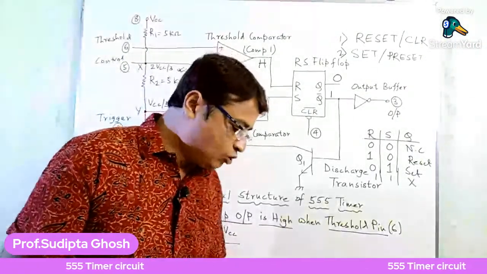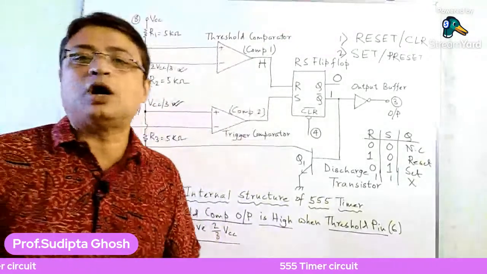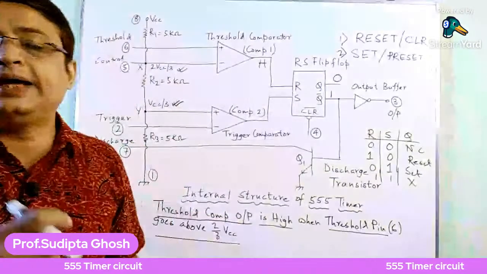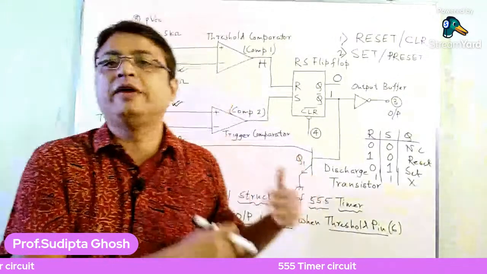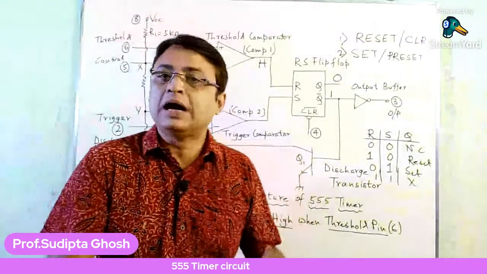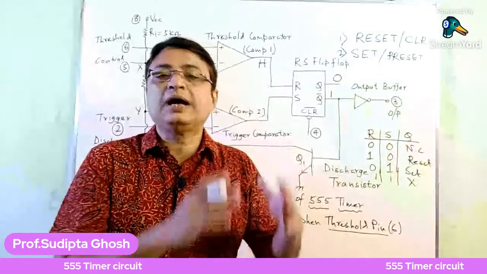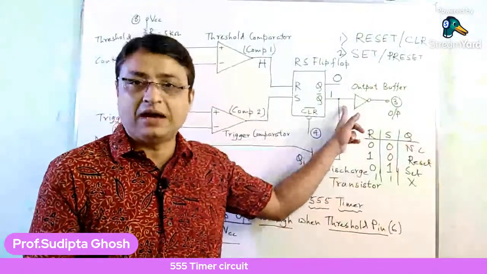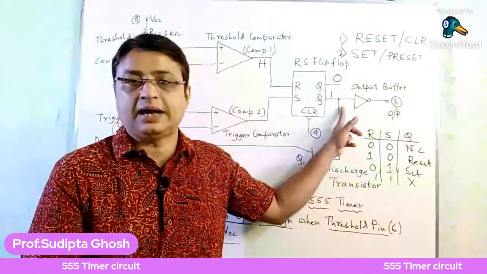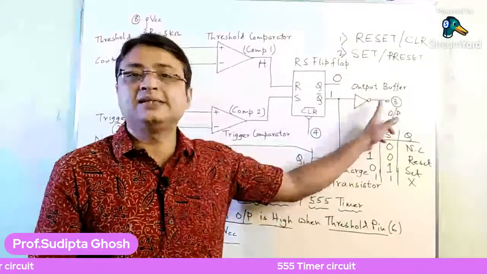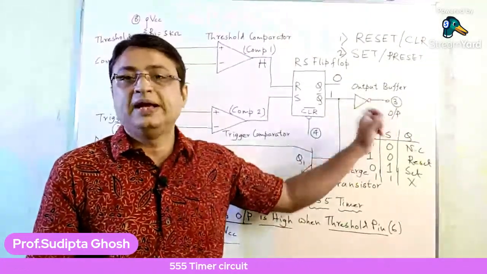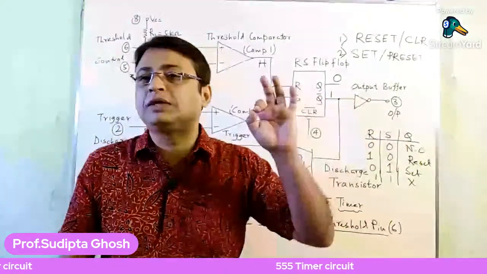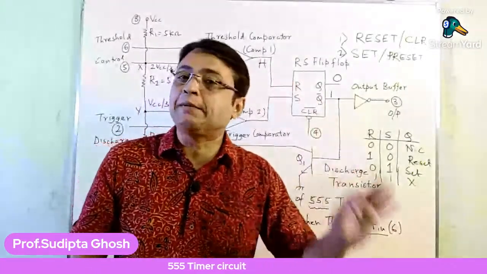So when Q bar goes high, the output of the 555 timer, that is pin number 3, is actually in the low state. As I have already told, that output buffer is nothing but a simple inverter. So the inverter actually inverts the value, and as there is a high value at the Q bar terminal, the output at this pin number 3 is actually 0.